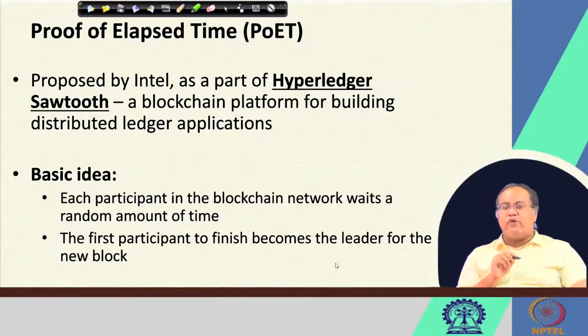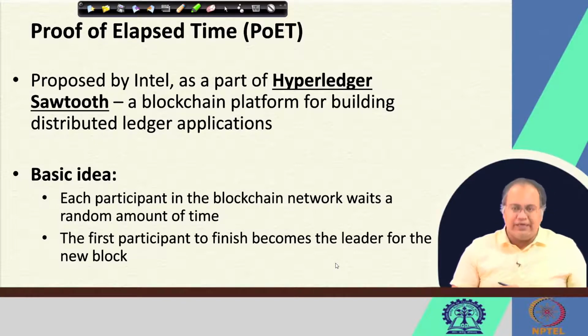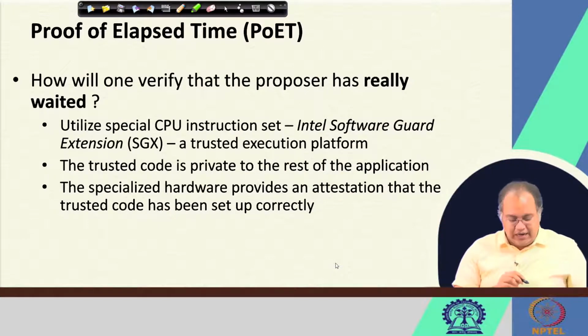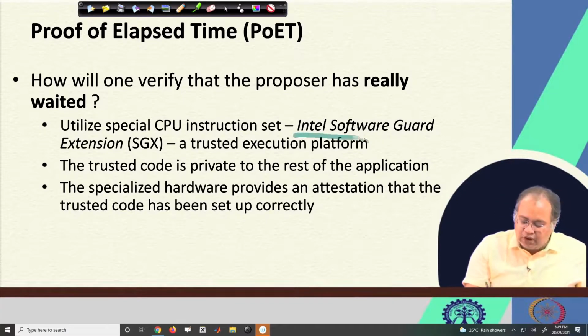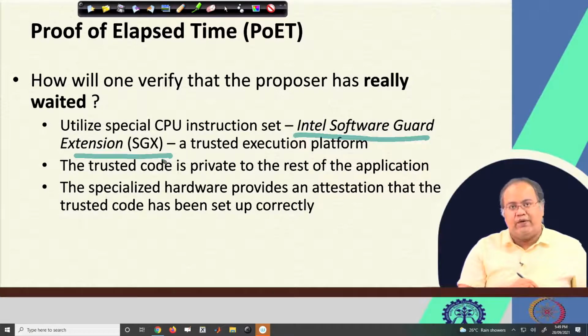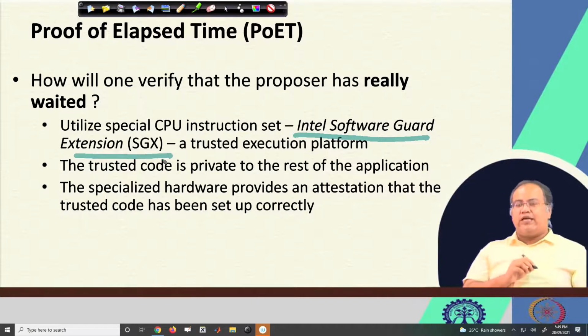The only problem here is that when I ask everyone to choose a random number and wait for that amount of time, what is the guarantee that the person has chosen a random number between 0 and 100 and waited for that amount of time? So I need certain guarantee of this. For that purpose, Intel uses a hardware logic to verify that the proposer has really waited for that much time. It utilizes a special CPU instruction set called Intel Software Guard Extension, or Intel SGX.